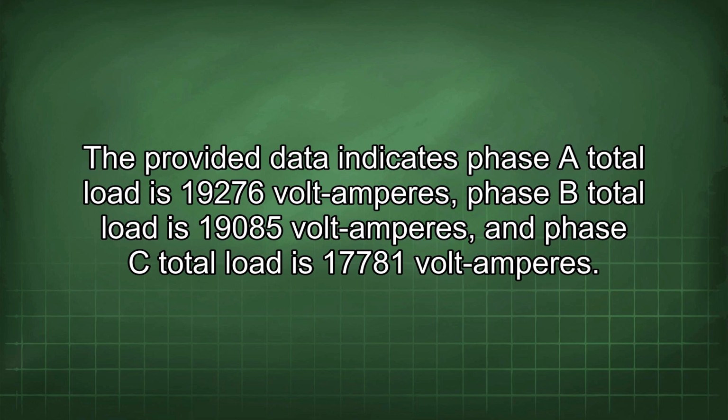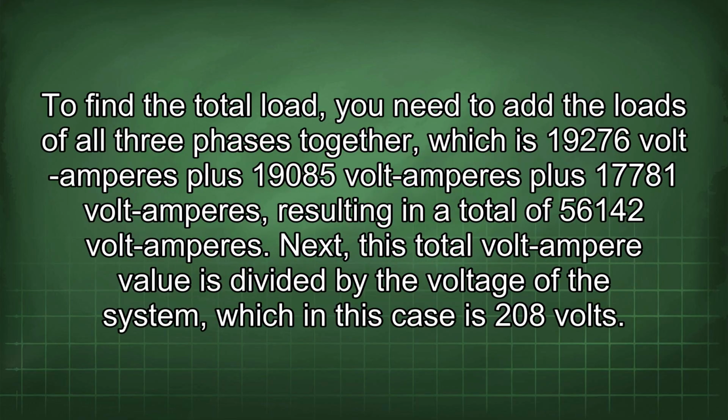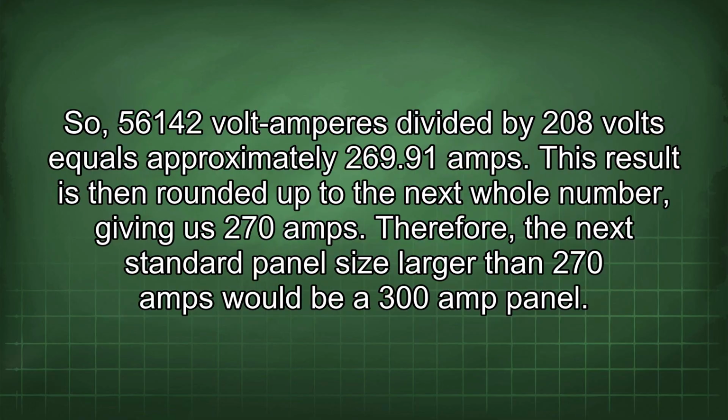17,781 volt-amperes. To find the total load, you need to add the loads of all three phases together, which is 19,276 volt-amperes plus 19,085 volt-amperes plus 17,781 volt-amperes, resulting in a total of 56,142 volt-amperes. Next, this total volt-ampere value is divided by the voltage of the system, which in this case is 208 volts.